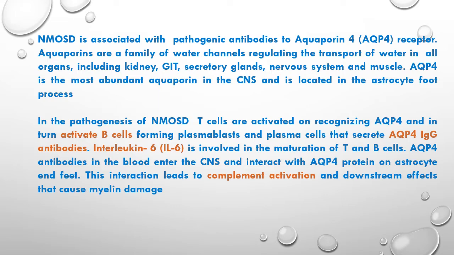In the pathogenesis of NMOSD, T cells are activated on recognizing aquaporin 4 and in turn activate B cells, forming plasmablasts and plasma cells that secrete aquaporin 4 IgG antibodies. Interleukin 6, or IL-6, is involved in the maturation of T and B cells. Aquaporin 4 antibodies in the blood enter the central nervous system and interact with the aquaporin 4 protein on astrocyte end feet. This interaction leads to complement activation and a downstream effect that causes myelin damage.